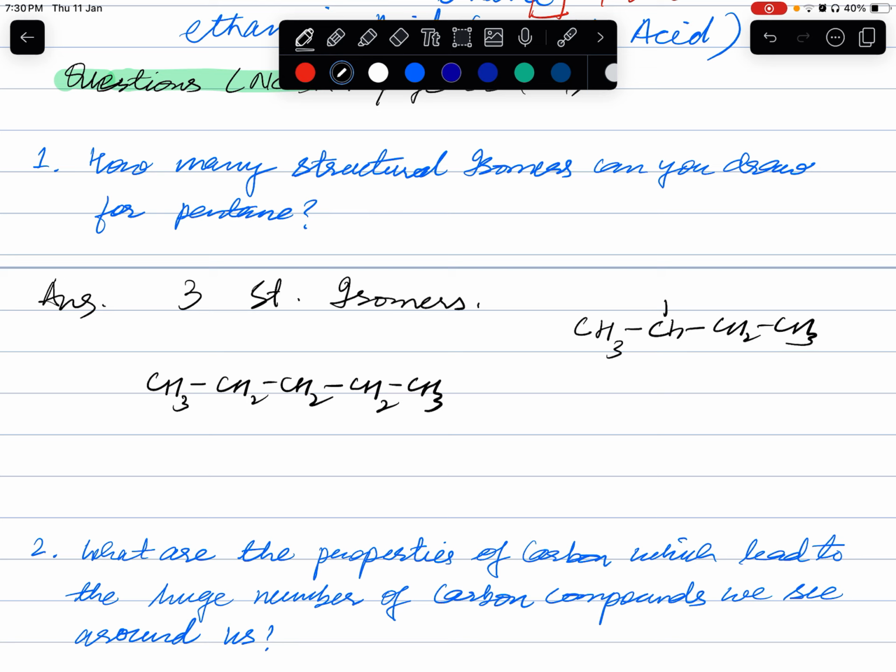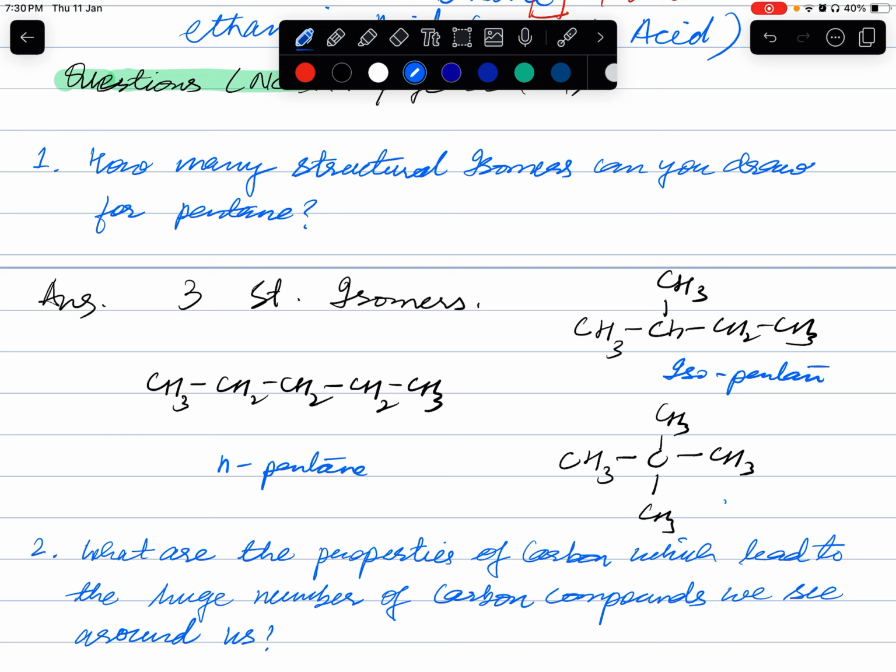CH2CH3. This is the one with a branch. This is isopentane, and the third one is CH3CCH3CH3, and we have CH3. This is neopentane. So these are the isomers. This is n-pentane, this is isopentane, and this is neopentane. These are three structural isomers of pentane.